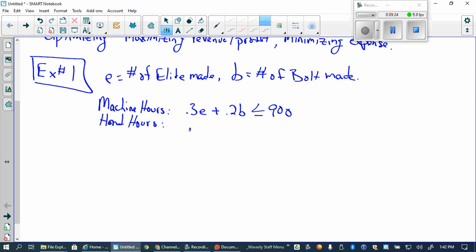0.1 E, 0.4 B, less than or equal to 600 hours. There we go. Okay. Now, since we are operating in the real world, will they ever make a negative amount of elite or bolt shoes? Okay, so as you know, we're going to be operating in quadrant 1. So there's technically 2 other constraints here, are there not?